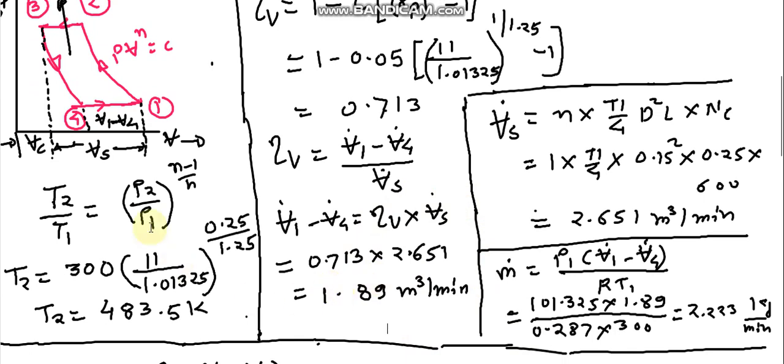We also require T2. So T2 by T1 equal to P2 by P1 raised to the N minus 1 upon N. Put the value of T1, P2 and P1, we will get T2 is 483.15.